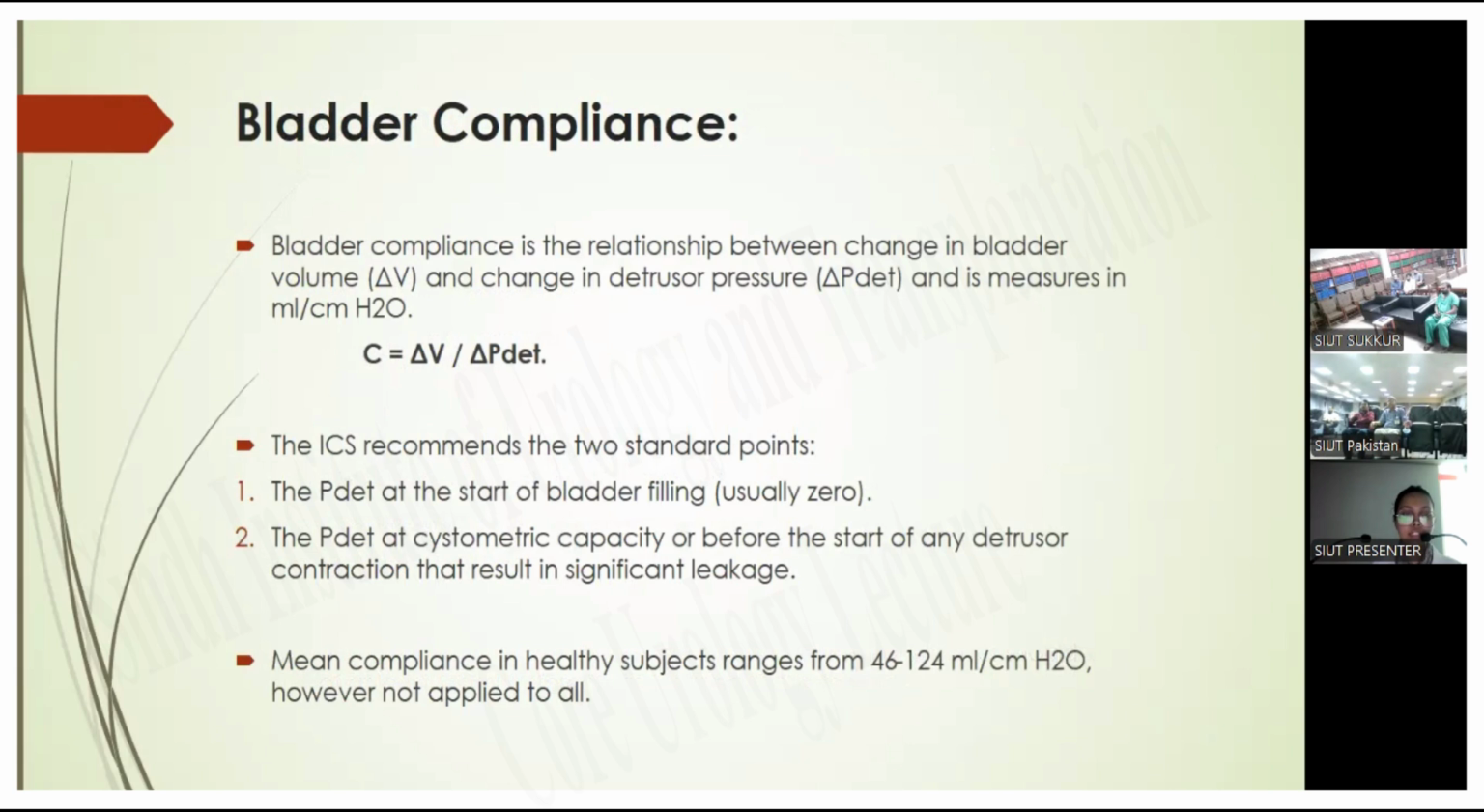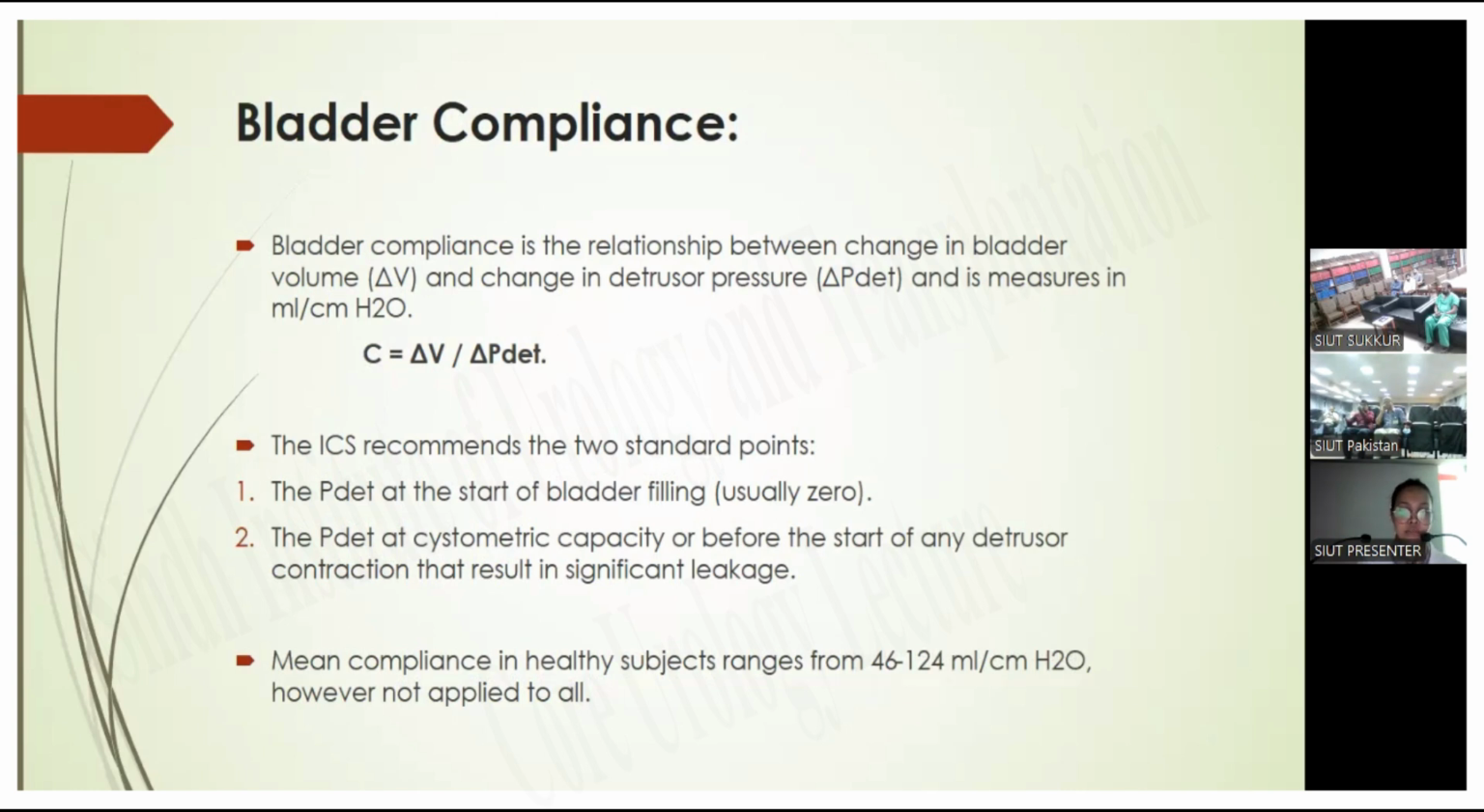Bladder compliance is the second component we get after cystometry. It's the relationship between change in bladder volume and change in detrusor pressure, and is measured in ml per centimeter of water. There is a formula for it: change in volume divided by change in pdet. The ICS recommends two standard points. Number one is the pdet at the start of bladder filling, which should usually be 0. The second is the pdet at cystometric capacity or before the start of any detrusor contraction that results in significant leakage.